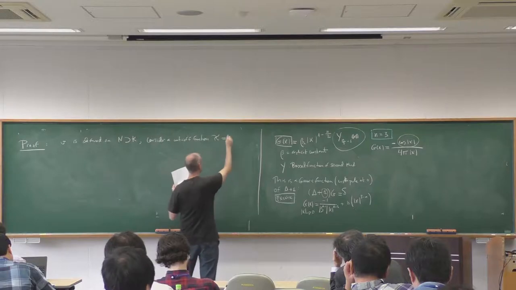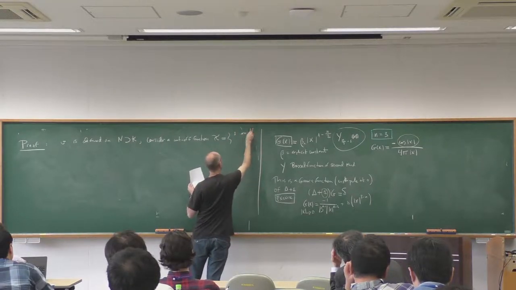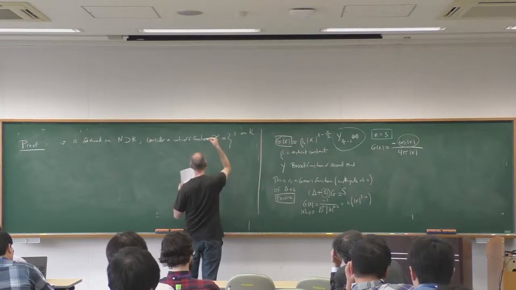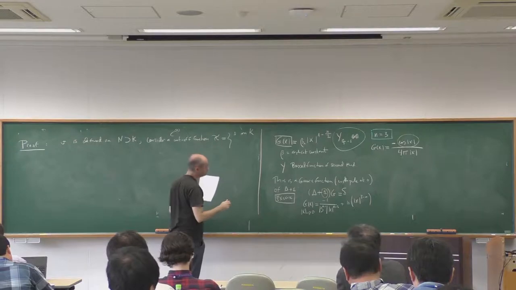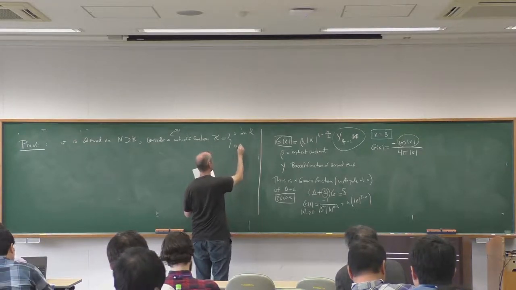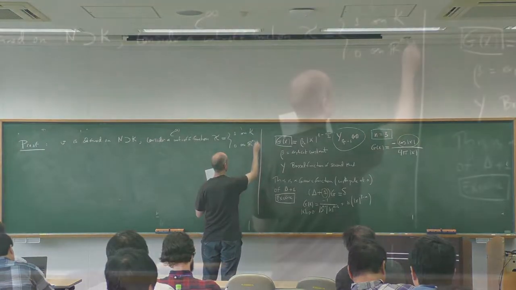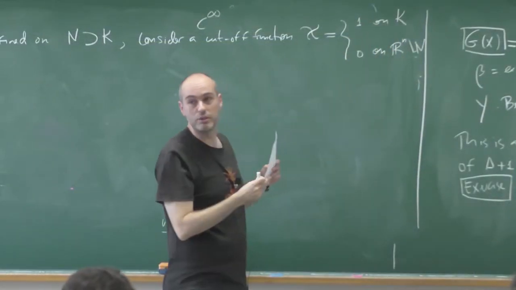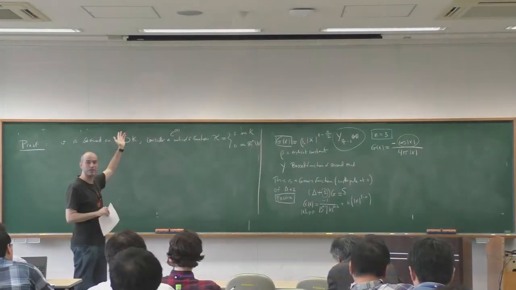Which is simply this, equal to 1 on K, and it will be a smooth cutoff function, which is equal to 1 on K and 0 on the complement of N. Okay, and you interpolate between 1 and 0 smoothly. Just a function, any one is good.